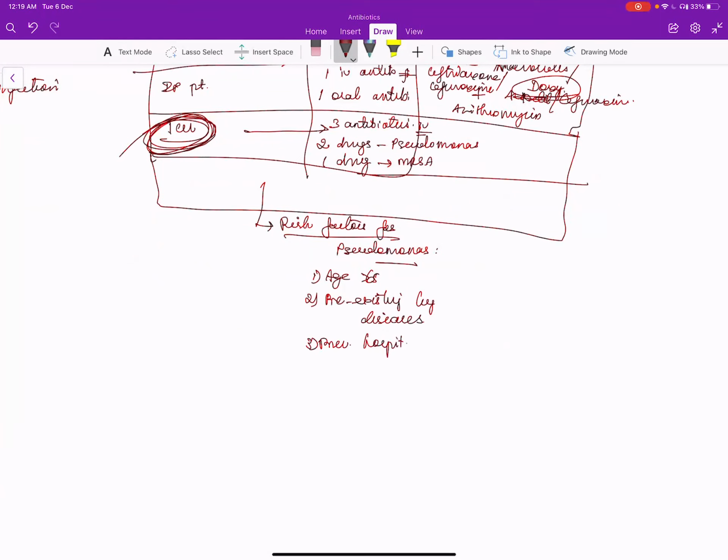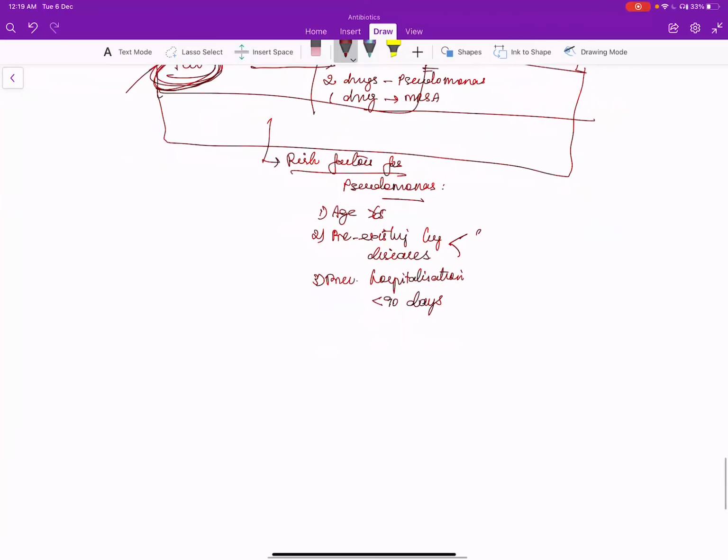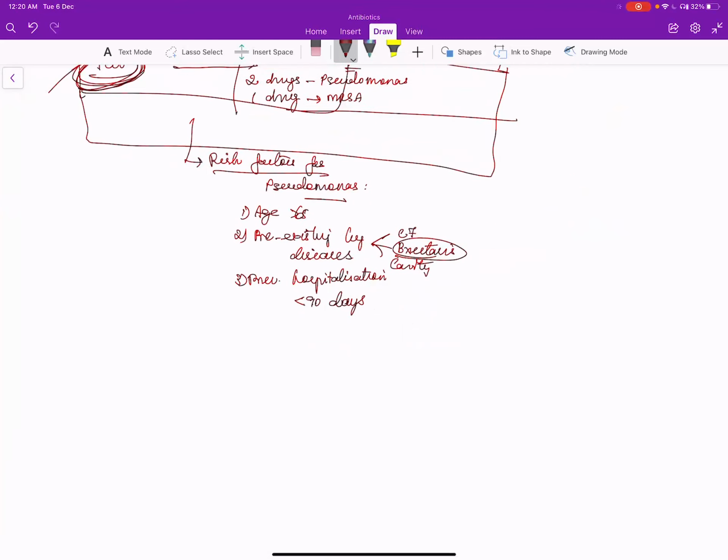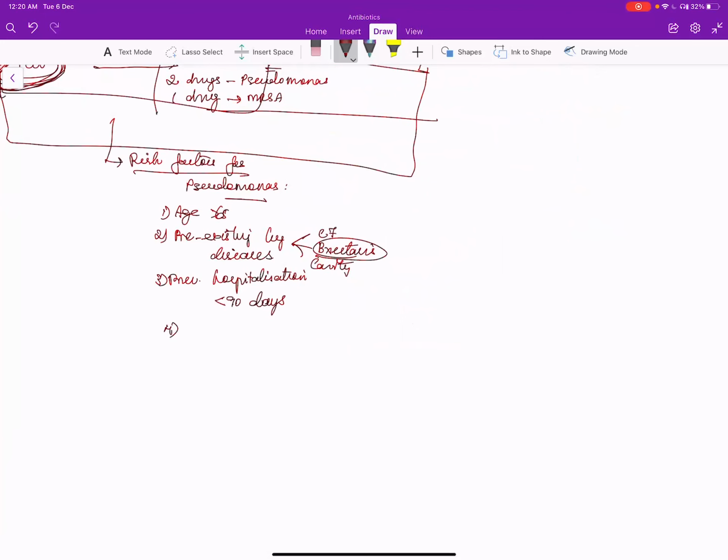Previous hospitalization less than 90 days. It need not be a previous infection. Previous hospitalization less than 90 days itself is a risk factor for Pseudomonas. So pre-existing lung diseases means what? Cystic fibrosis, bronchiectasis. Any bronchiectasis, Pseudomonas. Any cystic fibrosis, Pseudomonas. Any cavity, Pseudomonas. Plus, you can add other comorbids also: chronic lung disease, chronic smoker, chronic heart disease, etc.